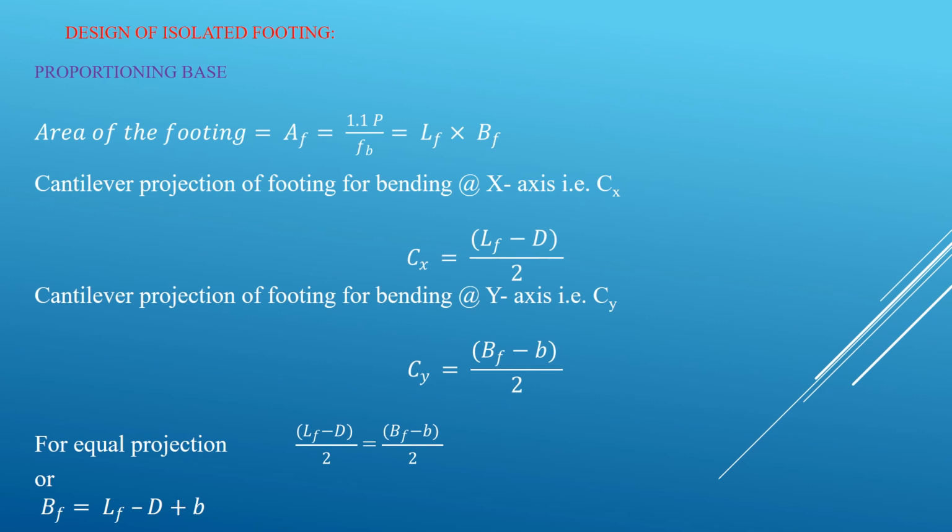Proportioning of base size. Area of the footing is equal to 1.1 times P divided by FB, that is equal to LF into BF. Once the area of the footing is known, the size of footing gets fixed. The shape of the footing may be square, rectangular or circular.